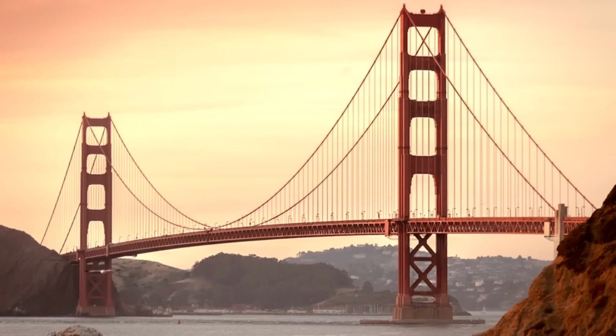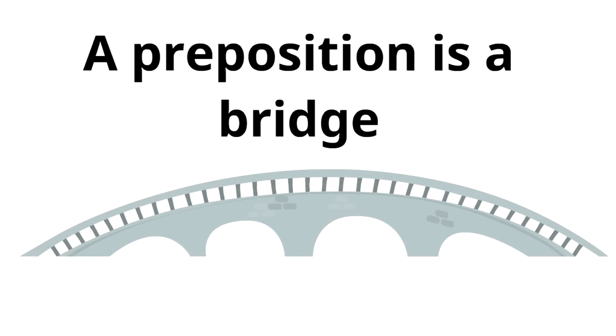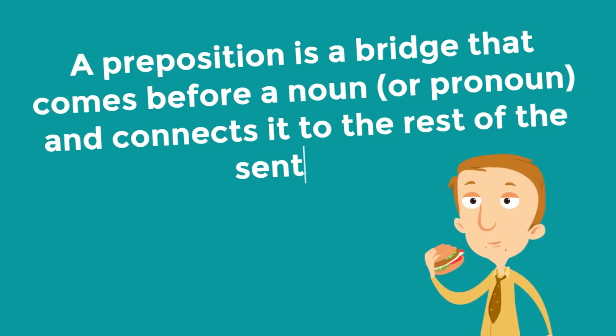Well, that is what a preposition is. Okay? A bridge. A preposition is a bridge, okay? In the world of words and grammar, it's not really a bridge. You can't drive a car on a preposition, okay? That would be a little bit difficult, and you wouldn't be able to do it. But a preposition works just like a bridge in the world of words. A preposition is a bridge that comes before a noun or pronoun and connects it to the rest of the sentence.